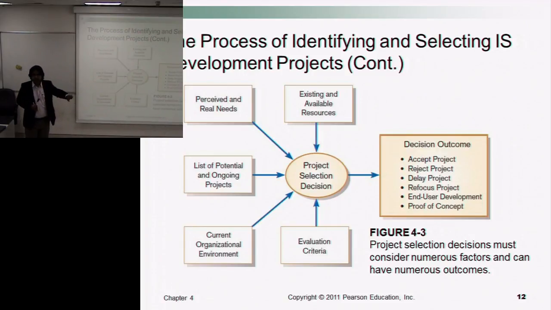But another thing, you can see there that the project selection decision may or may not be influenced by these external factors. For instance, existing and available resources, perceived and real needs. Maybe in the beginning I perceive something different, but in reality the need of the user may be different. So this can also influence the selection of the project. Similarly, the list of potential ongoing projects. If I already have a long queue of projects I am working on, I can decide that I cannot select this project at this time. So my decision is either to reject it, or maybe I can say, okay, let's delay it until I finish the existing projects.